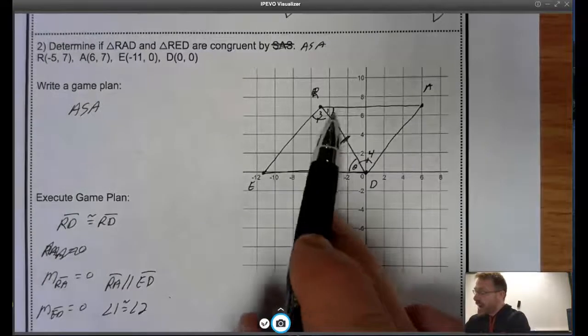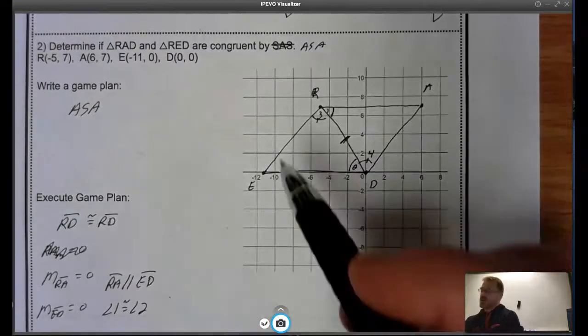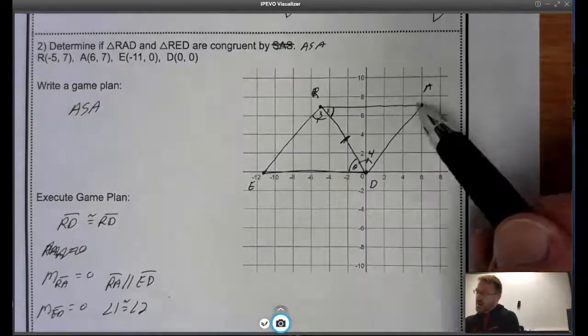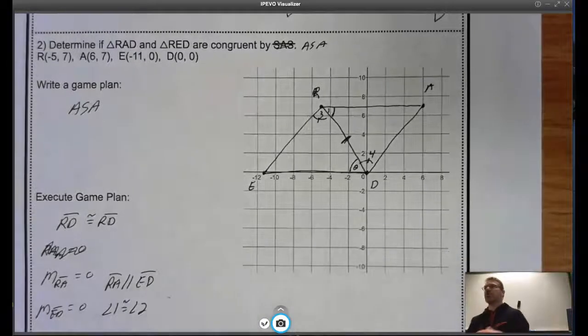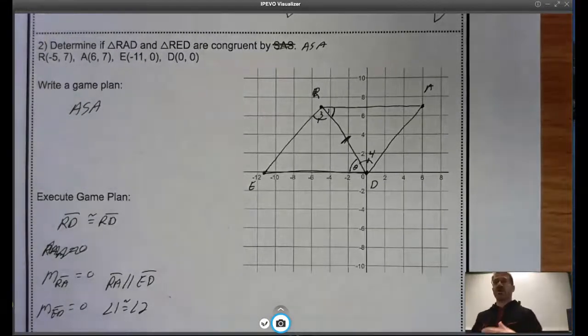And so now I have that angle and that angle. And then you could see that you could do something very similar for RE and AD, which is what I wanted to show you. So I'll let you finish number 2 up and finish 3 and 4 up, and that wraps up our unit on congruency. I will see you in our next unit on trigonometry. Take care.